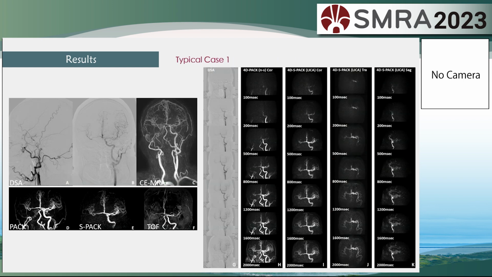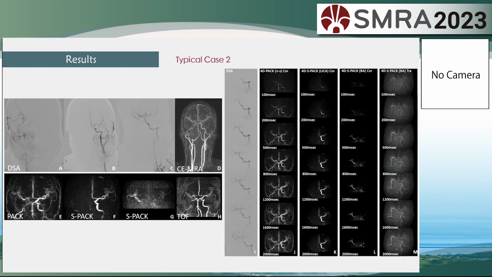This is a typical case. From the left pictures, we can find right ICA occlusion. By labeling the left ICA, we can find the blood supply of the right MCA and ACA is via ACOA, the same as the DSA shows.